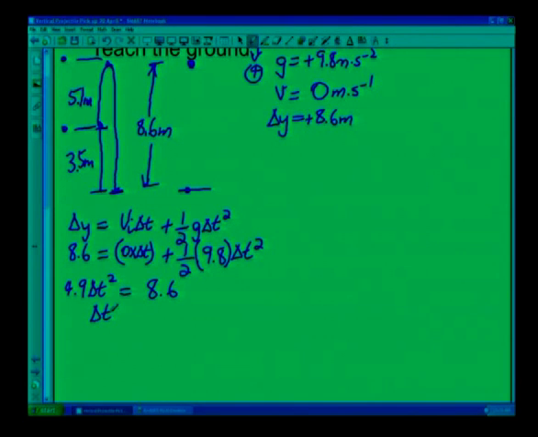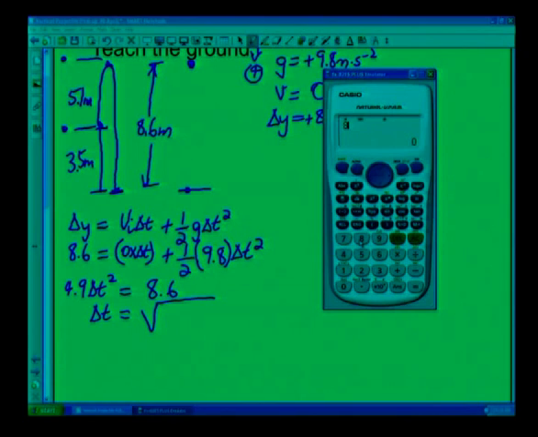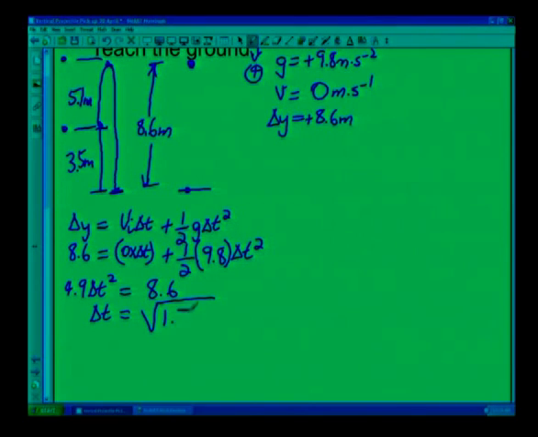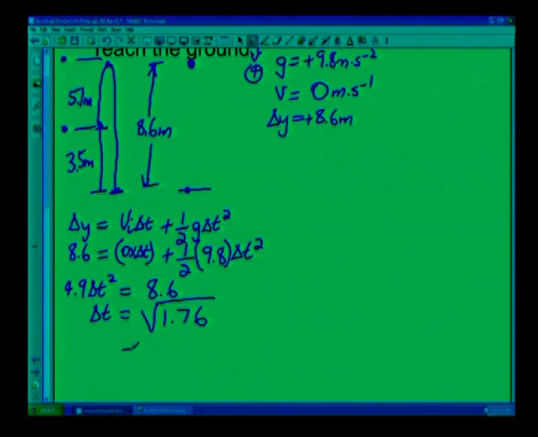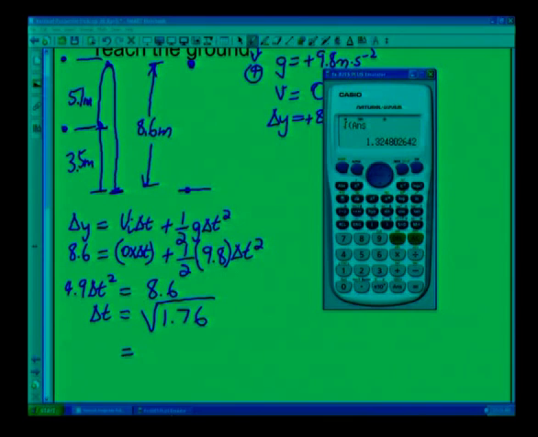Therefore, delta t equals the square root of 8.6 divided by 4.9. That's 1.76. So it's the square root of 1.76. And what is the square root of 1.76? Let's see what that is. It tells us the time is 1.32 seconds.